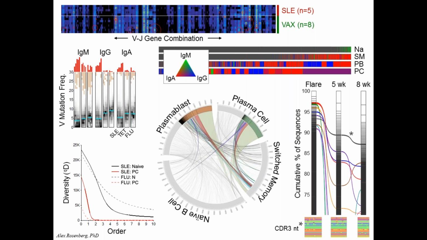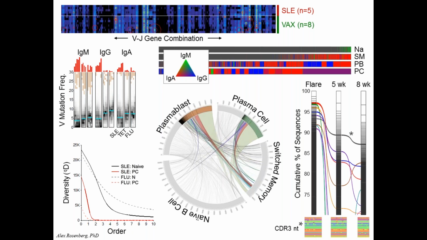So for example, we have lupus and vaccinated samples. And then on top of that, you can overlay information about lineage size. So you can ask what are the largest lineages in these samples, and overlay a circle to show where they are and which V and J gene usage they have. And all of these visualizations, except for the Circos plot, are generated immediately from the databases.